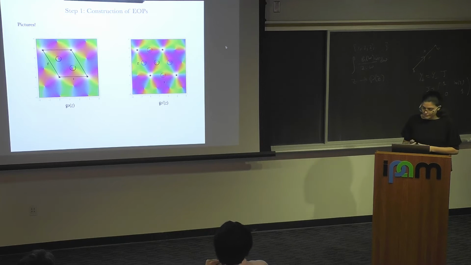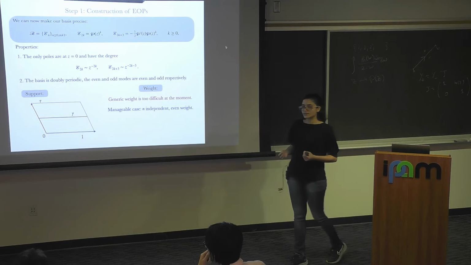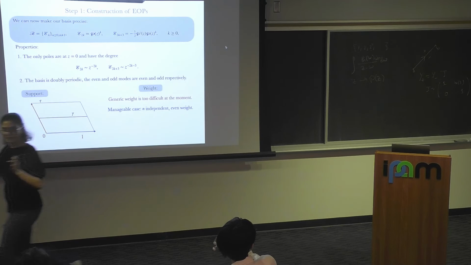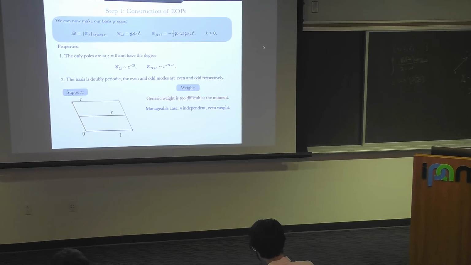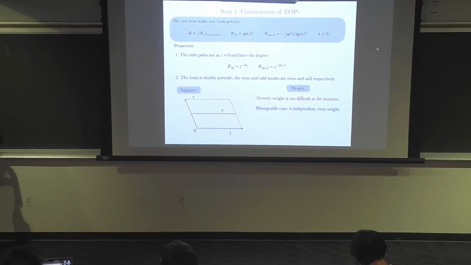Okay, so with this, we can construct our basis. I'm chopping up my basis into odd and even, though I don't have to do it. So what are the main properties of my basis? Maybe I'll write it there, just because more people are here. My basis will look like 1 near z equal to 0, 1 over z squared, 1 over z cubed, and so on.